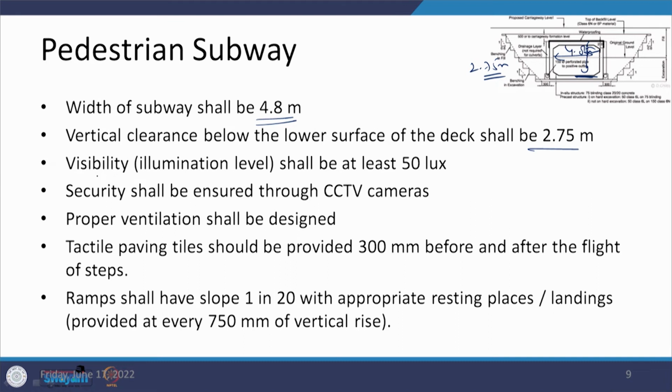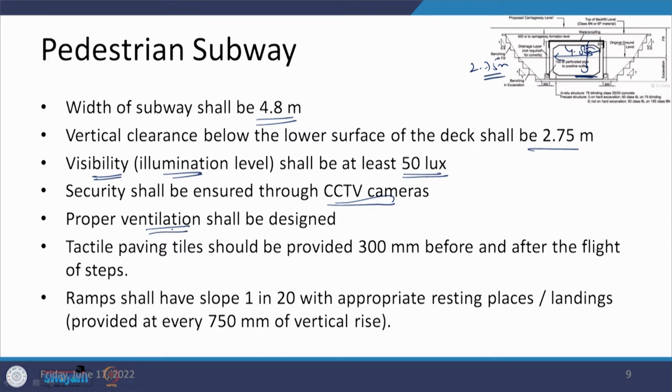In such cases the visibility has to be maintained, and during the night time that has to be ensured through the illumination being provided inside it, and that illumination at the surface level should be minimum 50 lux. For security reasons, for all of these big type of subways, we should have CCTV cameras installed, and the ventilation has to be taken care of.